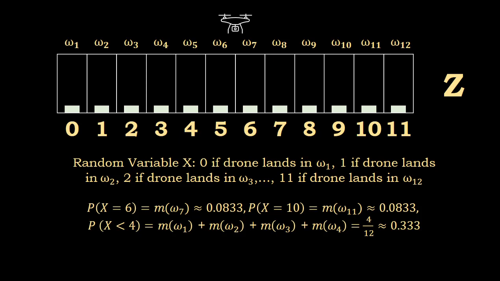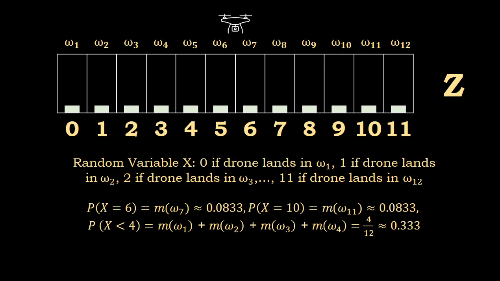Now, if we want to generate or define a random variable x, we can do that. So we assign 0 to variable x if the drone lands in omega 1. We assign 1 if the drone lands in omega 2. We assign 2 if it lands in omega 3, and so on and so forth. So then we can assign probabilities to the random variable x.